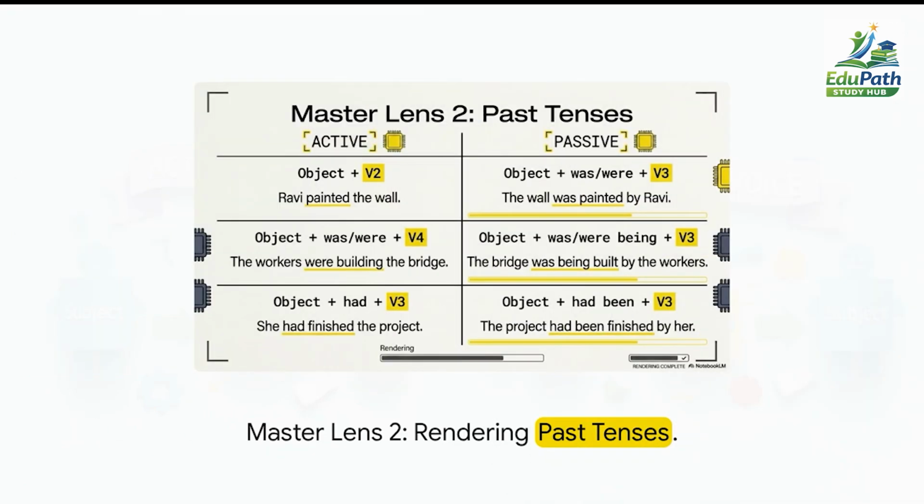Let's see how this builds when we swap over to Master Lens 2, past tenses. The underlying logic is identical, we're just swapping the helping verbs to match the past. "Ravi painted the wall" becomes "the wall was painted by Ravi." We utilize was or were. And if the active sentence is past perfect, like "she had finished the project," we just drop in "had been." Boom, "the project had been finished by her."